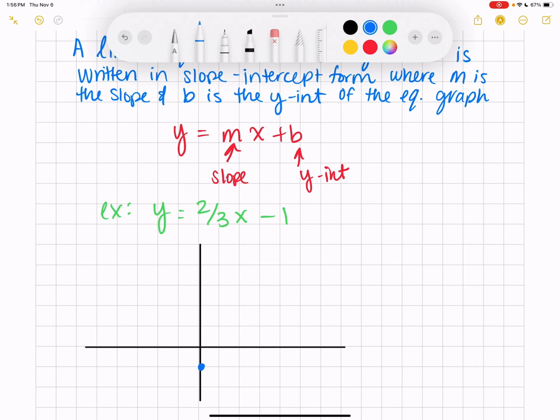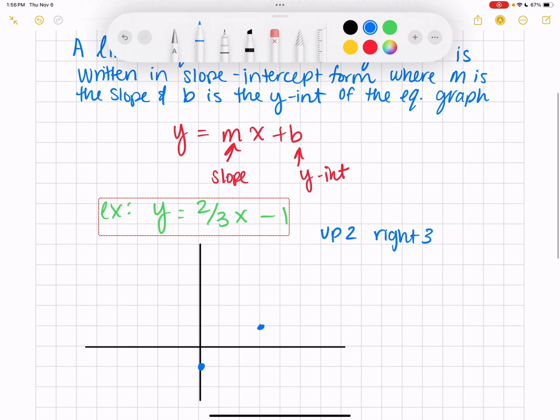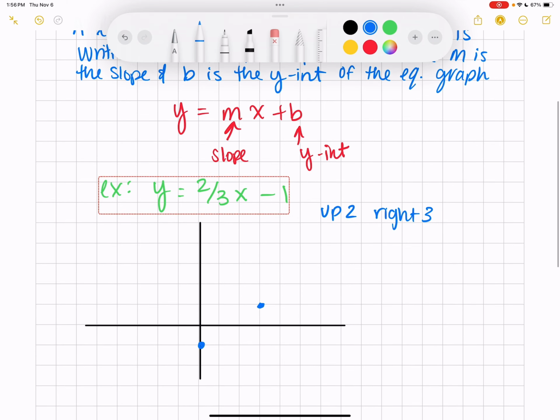So what this slope tells me to do is rise over run. So this tells me that I'm going up 2, right 3. Okay, so I go up 1, 2, and I go right 3. 1, 2, 3. Now, I can also go down 2 and back 3, and it still has a positive slope. So it's still going up the hill.